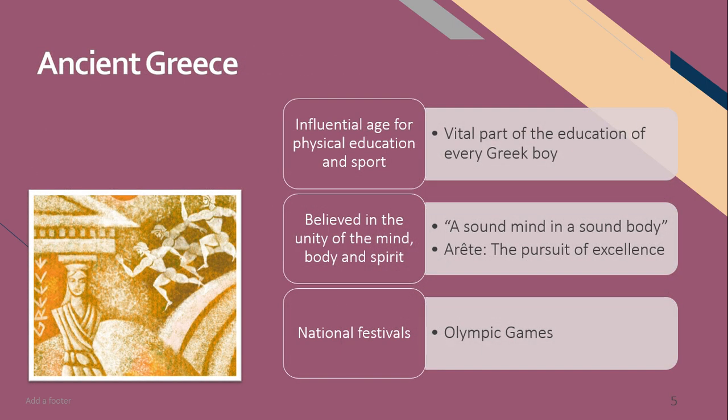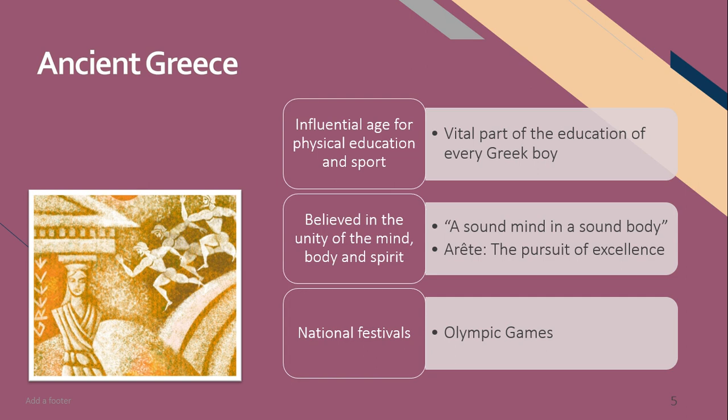One profound influence on the development of physical education and sport was the civilization of ancient Greece. This is prehistoric times to 338 BC. The city-states of ancient Greece, particularly Athens, placed a high value on physical activity, viewing sport, exercise, and fitness as integral to education and life. The Greek ideal stressed the unity of the mind, body, and spirit. Reflecting this principle, Greek education encompassed both intellectual and physical development.